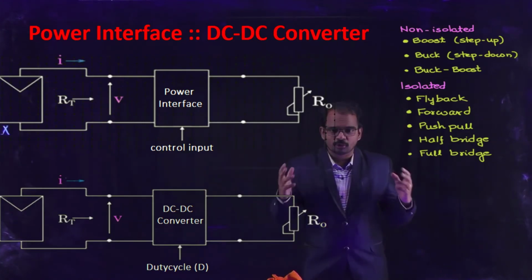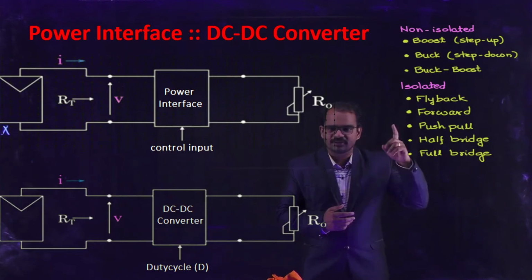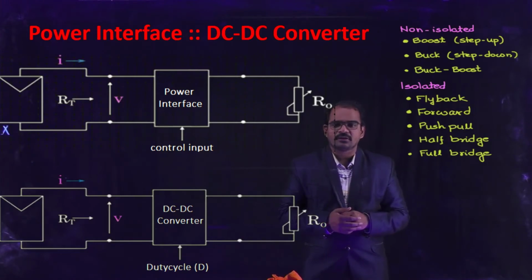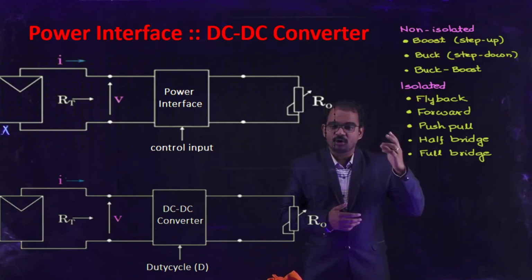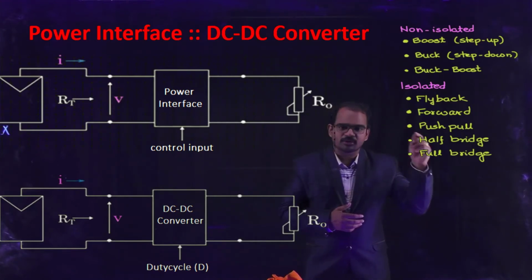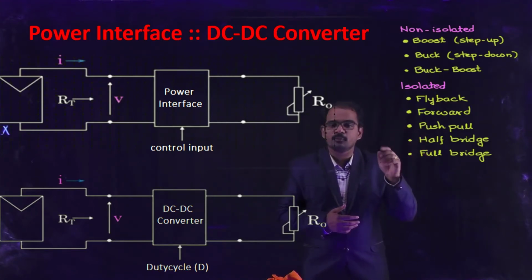There are two broad classifications. The first one is the non-isolated DC to DC converters and the second is isolated DC to DC converters. The non-isolated DC to DC converters consist of three different types of DC to DC converters. They are boost converter or step up converter, buck converter or step down converter, and the third one is the buck boost converter.